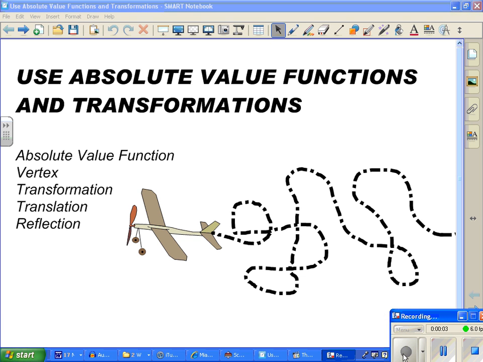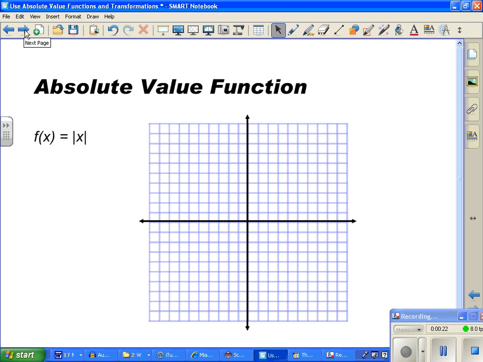All right, today we're going to talk about absolute value functions and transformations and what they are. We're going to look at graphing absolute value functions, vertex of an absolute value function, because it's kind of a goofy graph. Transformations, translations, reflections. We'll go ahead and get started here.